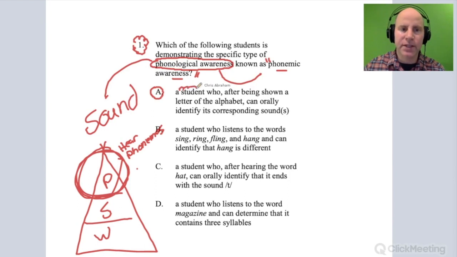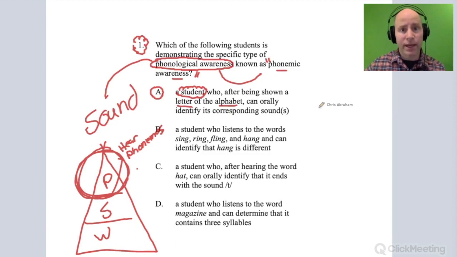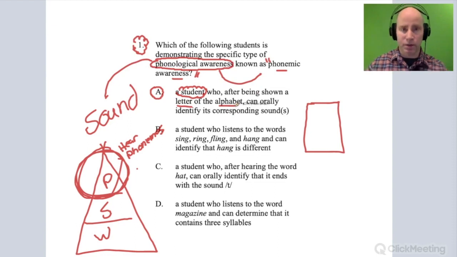So when we analyze A, it says the student here. Now, we don't know the age, but the activity is working with letters of the alphabet. Is that right? So letters is print, and print is not a sound thing. For that reason alone, because it's involving letters, we could cross it out, because phonological awareness activities all involve sound only. But let's just flesh this one out.